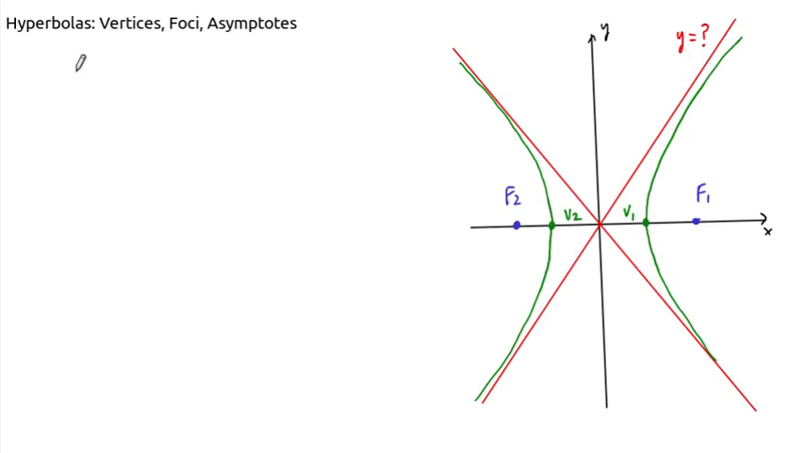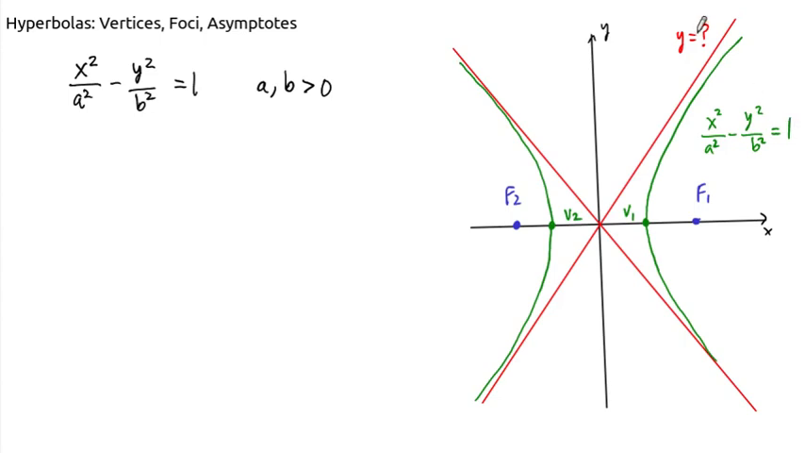So let's consider a hyperbola given by the equation x squared over a squared minus y squared over b squared equals 1, where a and b are positive real numbers here. I've already sketched the graph over here. The green curve represents the hyperbola, so this is our hyperbola. Again, x squared over a squared minus y squared over b squared equals 1.